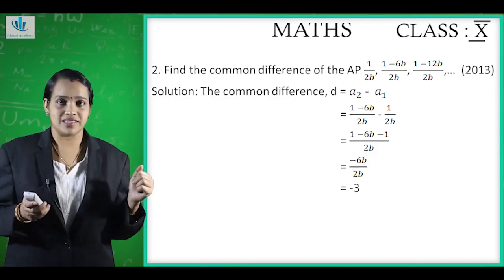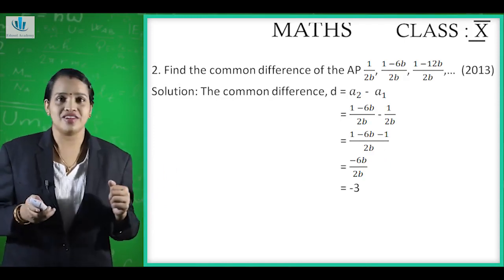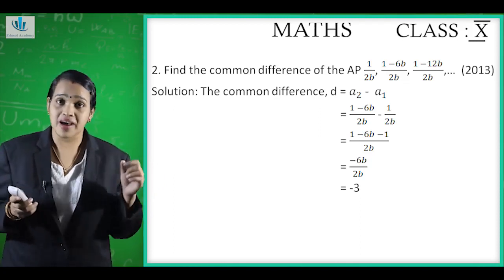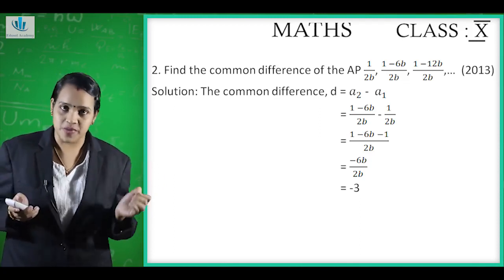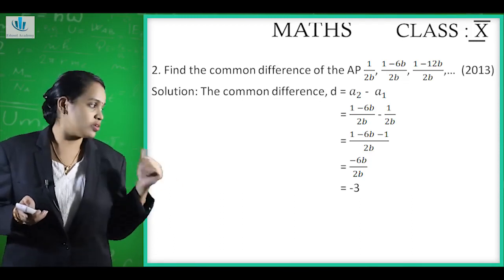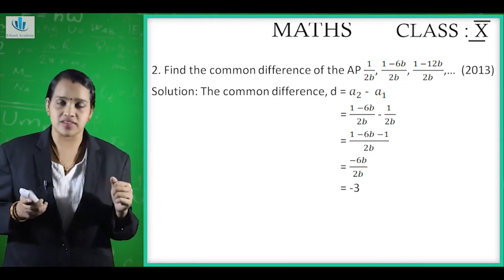Now the second question is, find the common difference of the AP 1 upon 2B, 1 minus 6B upon 2B, 1 minus 12B upon 2B. This question has also appeared in the year 2013.